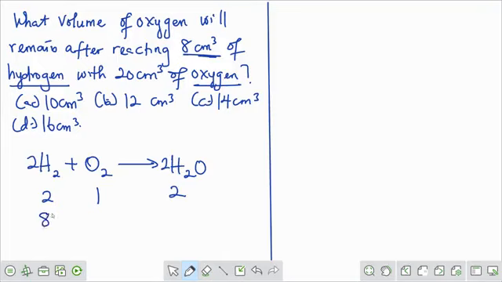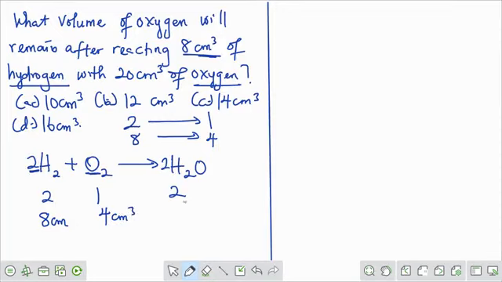So we have 8. Now you notice that whenever we have 2 moles of hydrogen, we are going to have 1 mole of oxygen. Now when we have 8 moles of hydrogen, what do you think we are going to have? If you know the answer, drop it in the comment section. Automatically the most we'll have is 4. So it means we have 4 cm cube here, 8 cm cube here, 4 cm cube here.